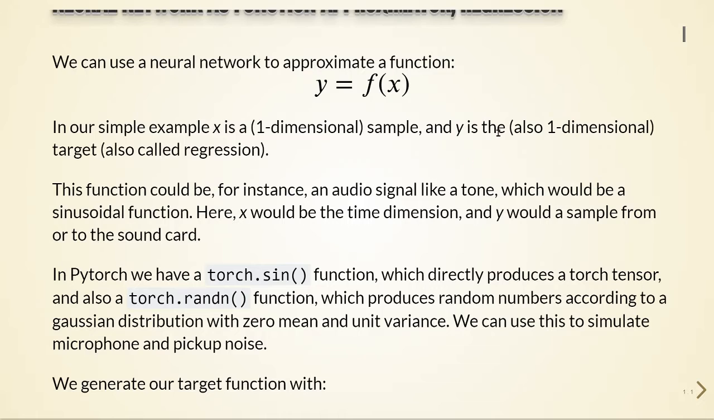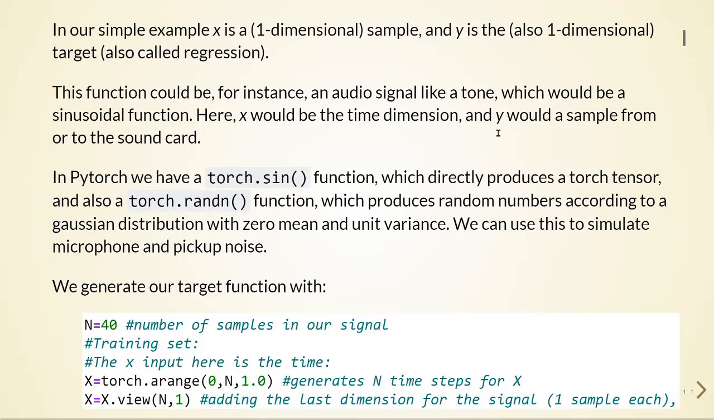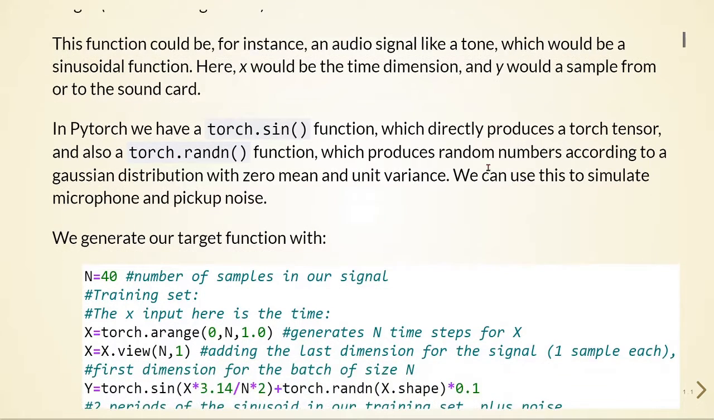card. In PyTorch, we have a torch.sin function, which directly produces a torch tensor, and also a torch.randn function, which produces random numbers according to a Gaussian distribution with zero mean and unit variance. We can use this to simulate a microphone and pick up noise, for example.